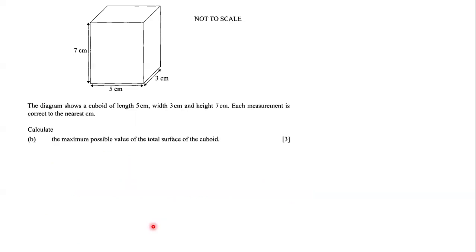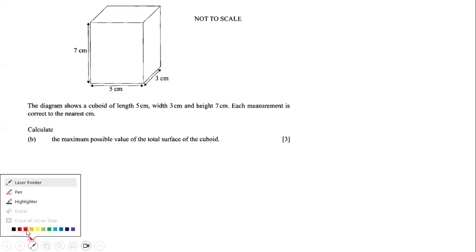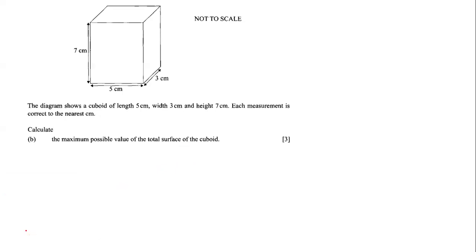Next, we need to figure out the maximum possible volume. Now, they say they want the maximum possible value of the total surface area of the cuboid. And so for finding the lowest possible volume, we had to use L min, W min, and H min. But for the maximum possible value of the surface area, we're going to use L max, W max, and H max. So we have to figure out what is L max.